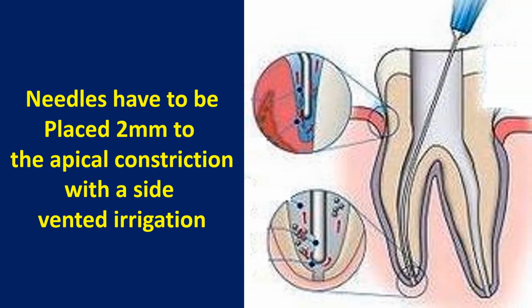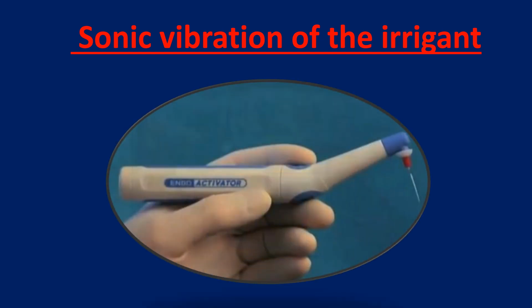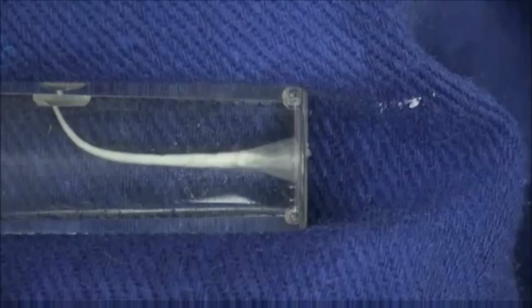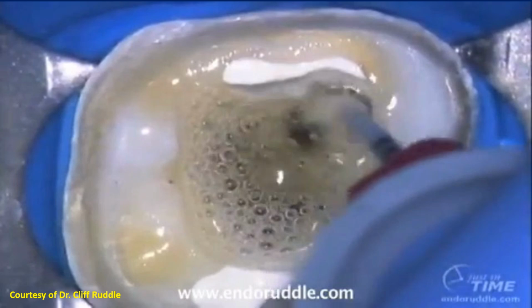The needle, of course, has to be side vented and has to be within 2 millimeters from the apical constriction for maximum efficiency. Of course, we have to do some kind of vibration or agitation to the irrigant material, whether it is sonic or ultrasonic, because it is important that the bubbles and the irrigant move about in the canal and remove as much debris as possible.